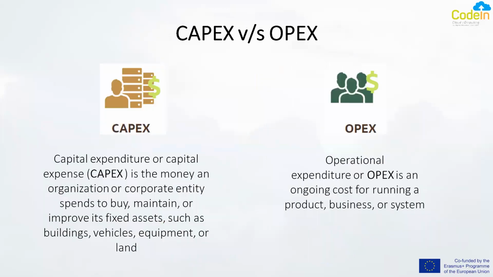Cloud lets you trade CapEx for OpEx. Instead of having to invest heavily in data centers and infrastructure, in the cloud, you can pay only when you consume resources and pay only for how much you consume.